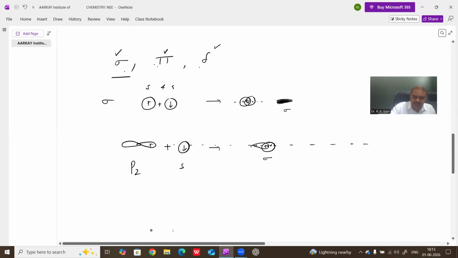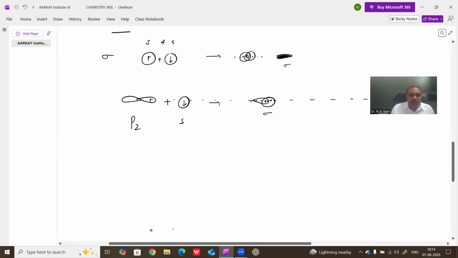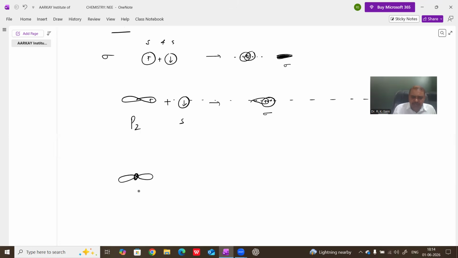Now we check d and s overlapping. This orbital is the dz square orbital. It contains one dumbbell along the z axis and another dumbbell making a circular ring in the xy plane. Therefore, this orbital is dz square.